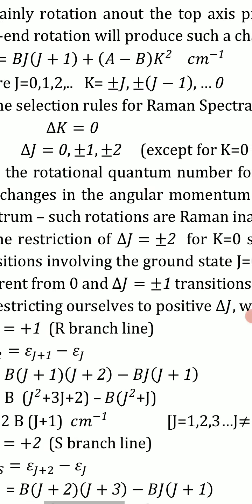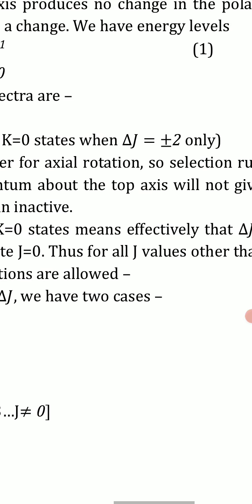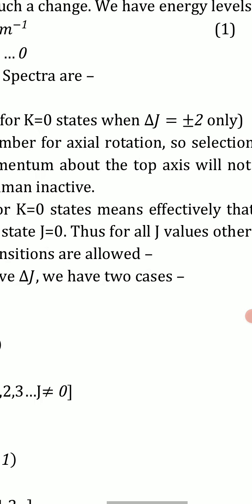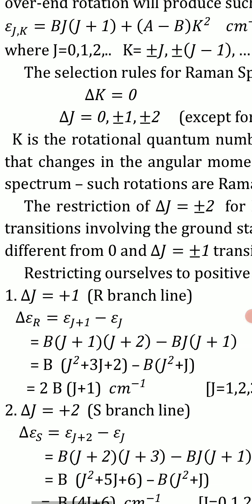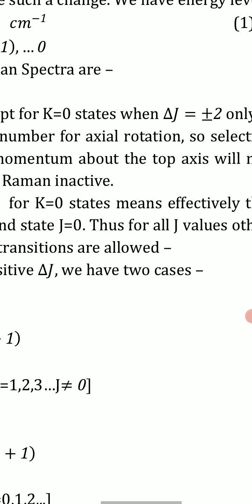K is the rotational quantum number for axial rotation. So the selection rule delta K equal to 0 implies that changes in the angular momentum about the top axis will not give rise to a Raman spectrum. Such rotations are Raman inactive.